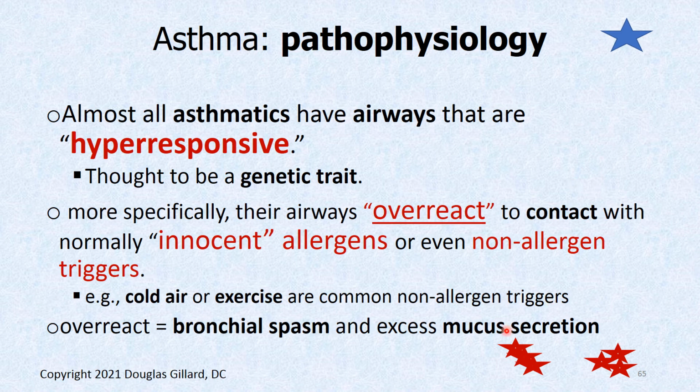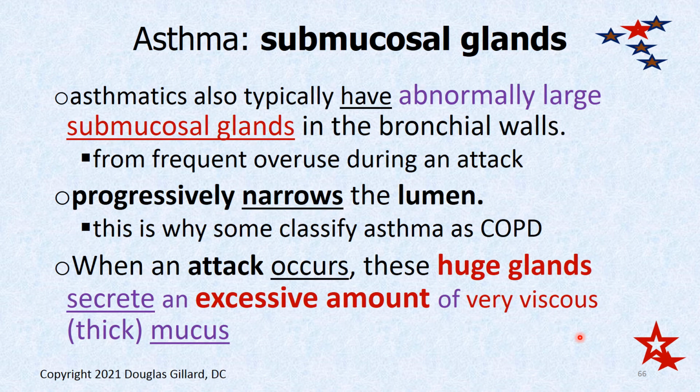and your goblet cells are also overreactive to this. Asthmatics typically have really large submucosal glands, which are sometimes just called mucus glands, but they're really submucosal glands that live in the walls of the bronchial tubes. One of the problems with asthma is those glands are so used to working. It's just like lifting weights. They get bigger and bigger, and as they get bigger, they make the lumen narrower and narrower.